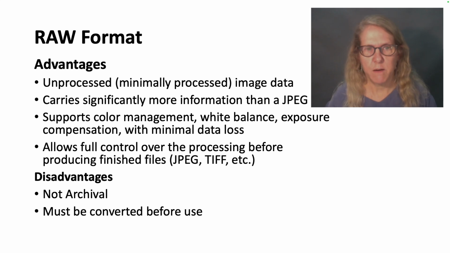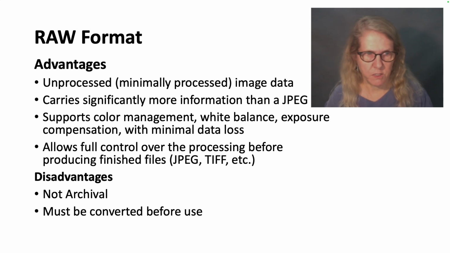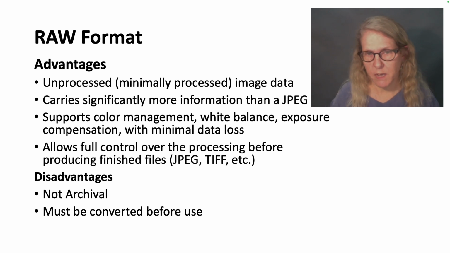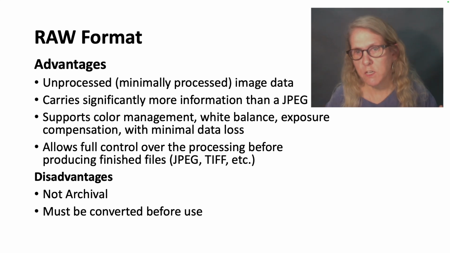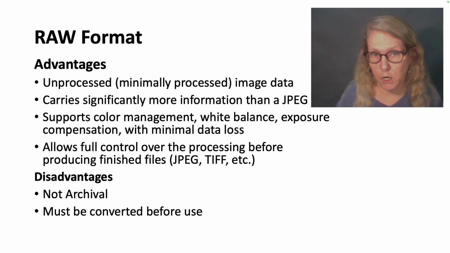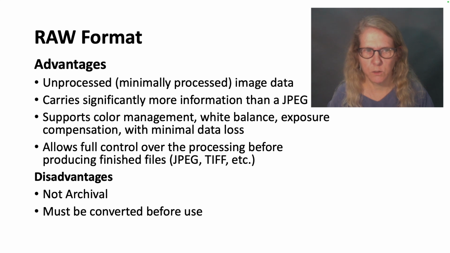We're getting that unprocessed or minimally processed data, which is carrying a lot more information than if we told the camera to take a JPEG. So a JPEG is an 8-bit file, and the sensors in modern digital SLRs and mirrorless cameras can detect 14 bits per pixel per color channel. I'm going to talk more about that in a little bit.